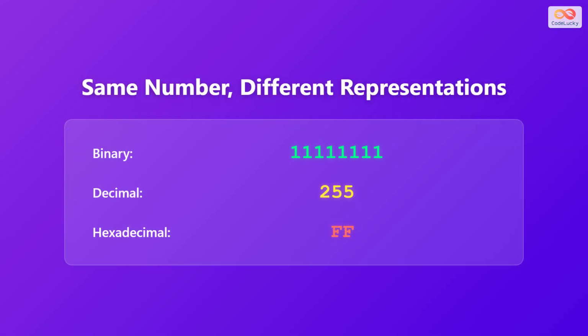Here's an important concept. The same value can be represented in different number systems. Let's look at the decimal number 255. In binary, this is represented as 11111111, which is 8 ones in a row. In hexadecimal, the same value is simply FF, where each F represents 15. All three representations, binary 11111111, decimal 255, and hexadecimal FF, refer to the exact same numerical value. They're just different ways of writing it down.